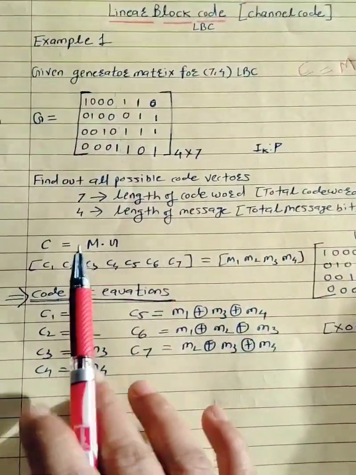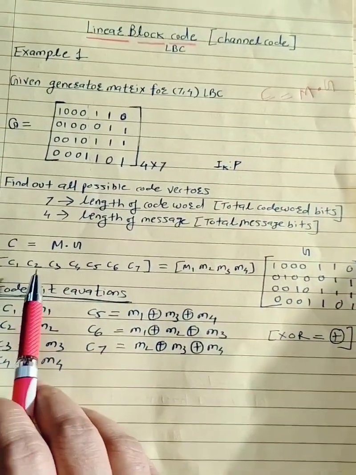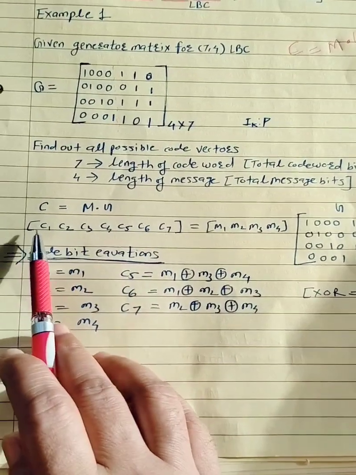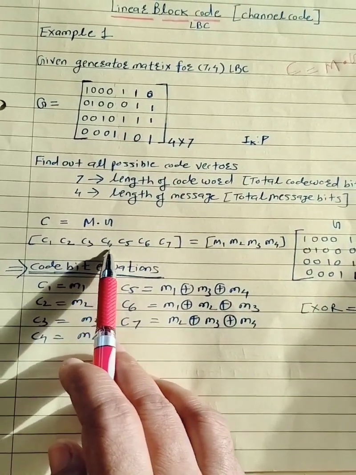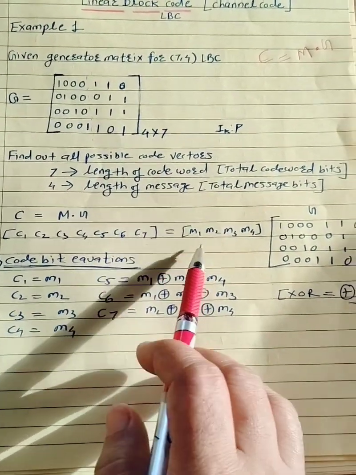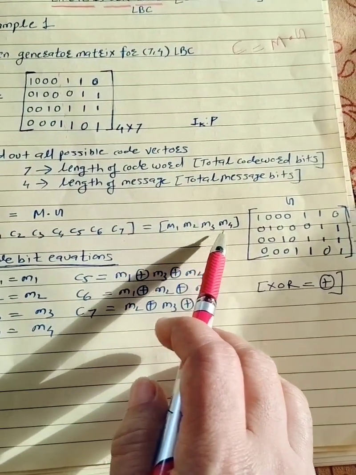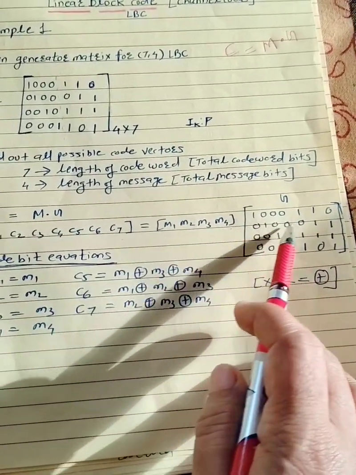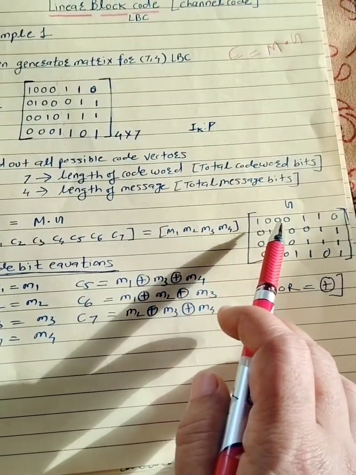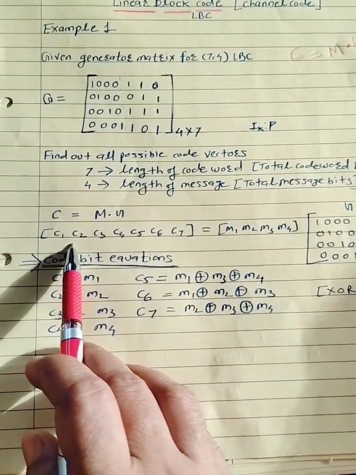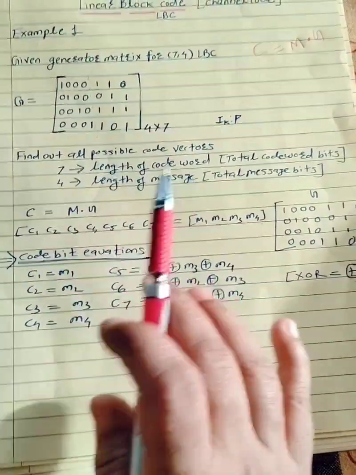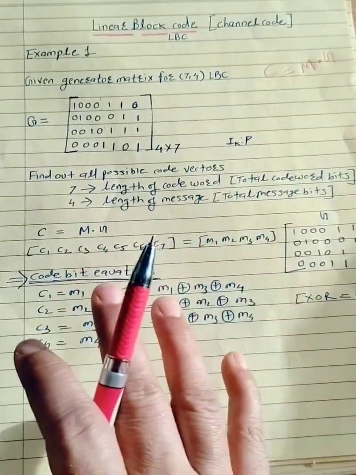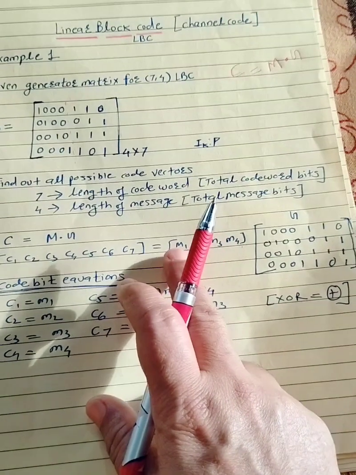Now here it is represented like this. You will get a code word of 7 bits: C1, C2, C3, C4, C5, C6, C7, and the message bits are M1, M2, M3, M4 because 4 bits are there, and this is your generator matrix. You have to multiply the message with this generator matrix and you will get one code word. So don't get confused. You are going to get the code words with the message.